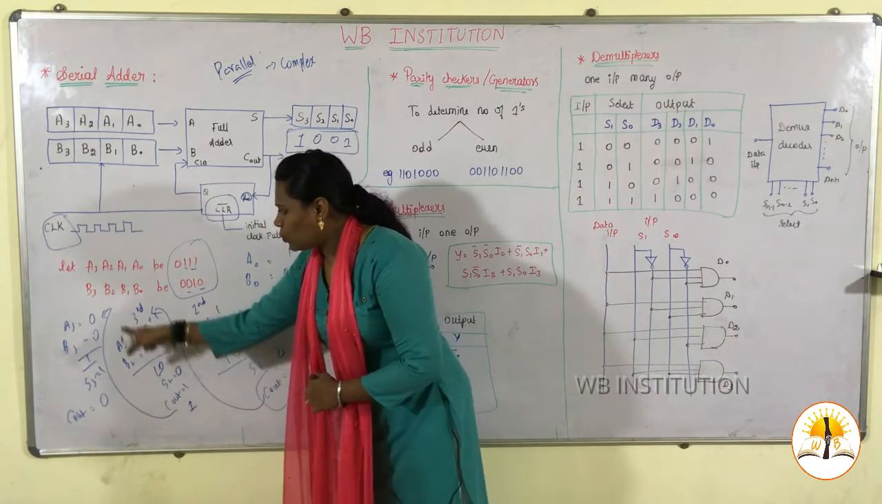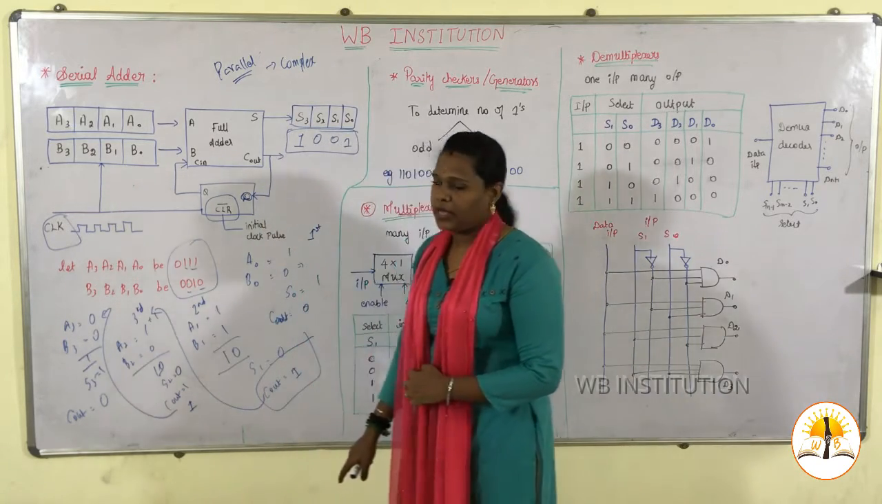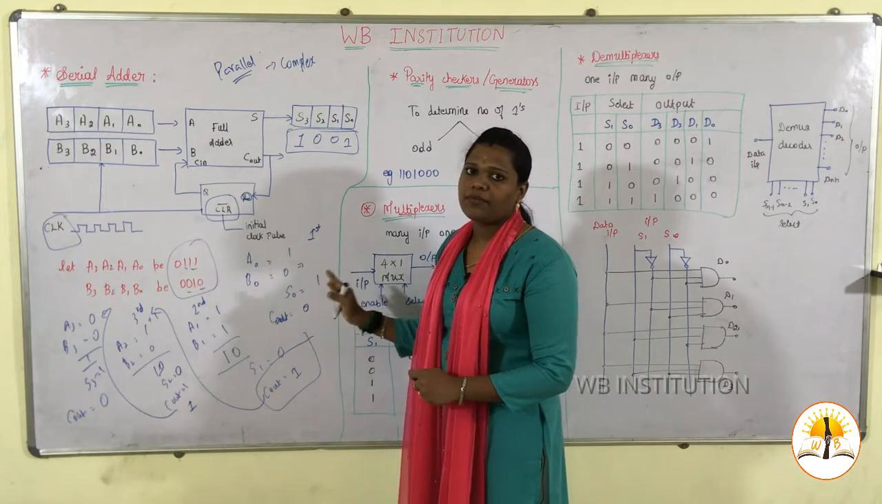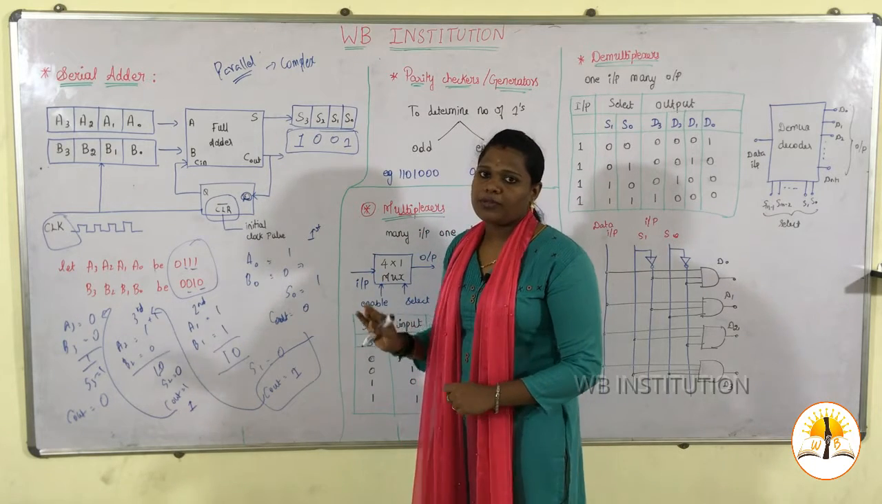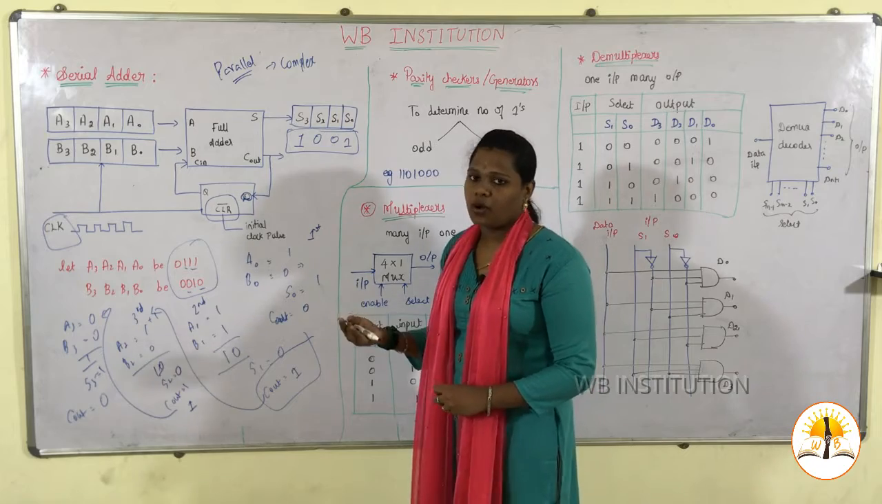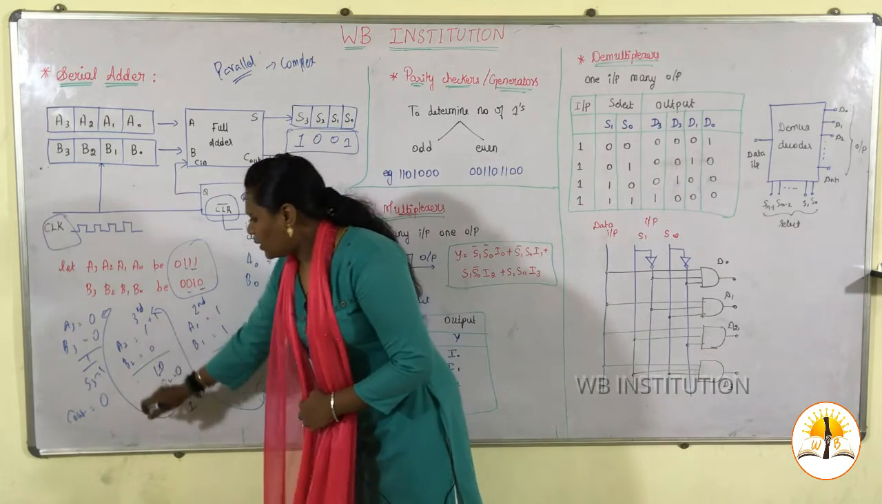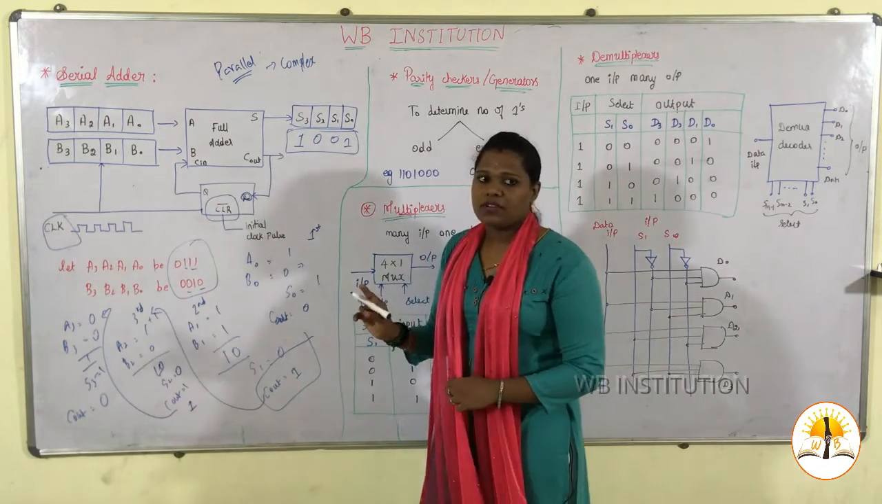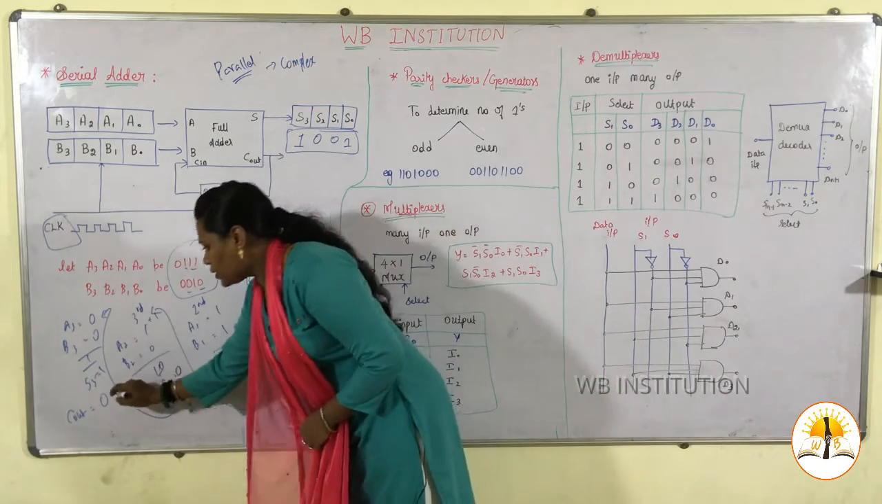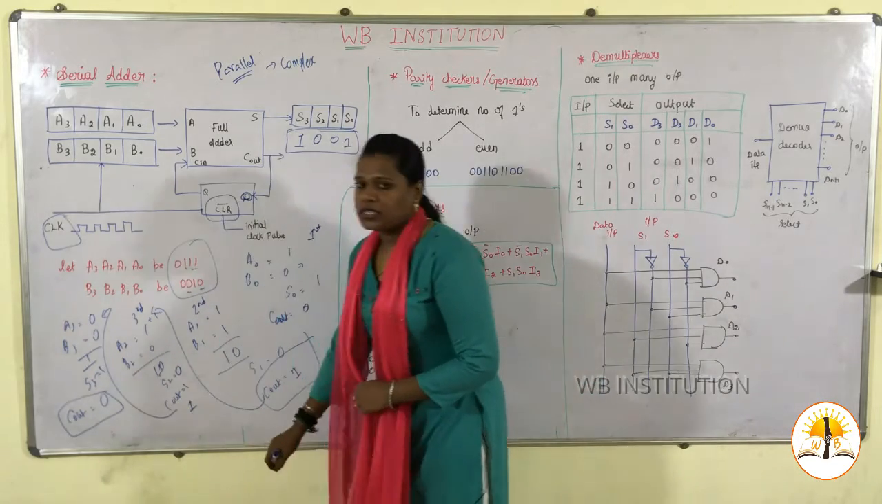Again move this C out to your last fourth clock pulse. Okay, I have mentioned here only 4 bits, so I have used only 4 clock pulses. If you take any 8 bits, you can use 8 clock pulses. Okay, just add this one and finally you will be getting S3 equals to 1. There is no carry over here, so I am just mentioning C out is equal to 0.